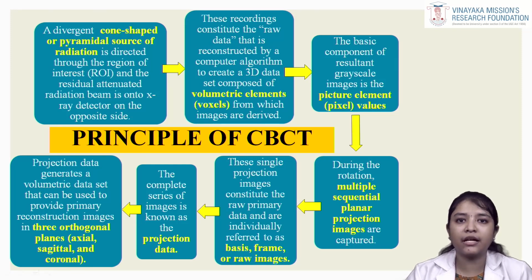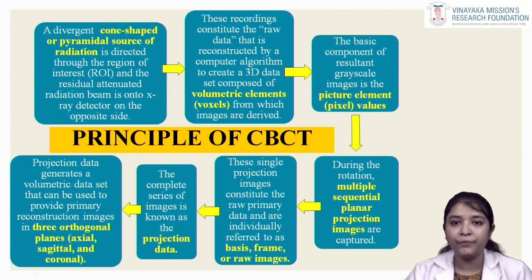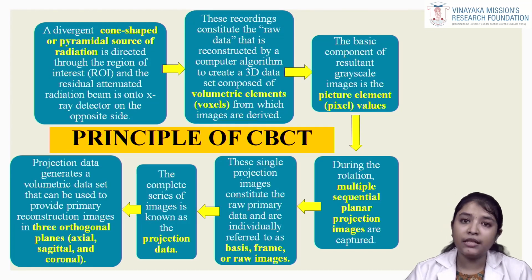This raw data is then transferred to the computer, where it undergoes a reconstruction stage, and this forms the 3D images of the scan data. It is due to the volumetric elements, that is the voxels, that the images are produced. The basic component of the volumetric element is the pixel, which gives the grayscales for differentiating the contrast in the images. During the rotation, multiple sequential planar images are recorded in a 180 to 360 degree rotation. These single projection images constitute the raw data, which is called the basis frame and raw images.